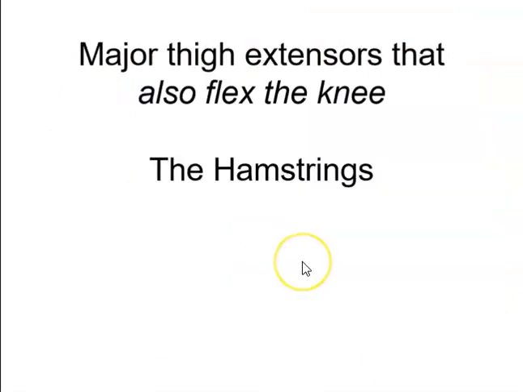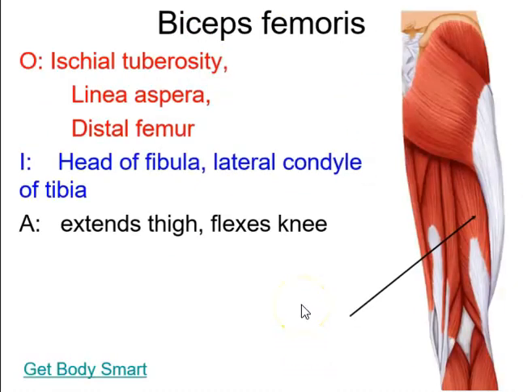Now we'll get into the major thigh extensors that also flex the knee. The hamstrings are the muscles in the posterior thigh that will extend the thigh and flex the knee. The first muscle we'll talk about is the biceps femoris.